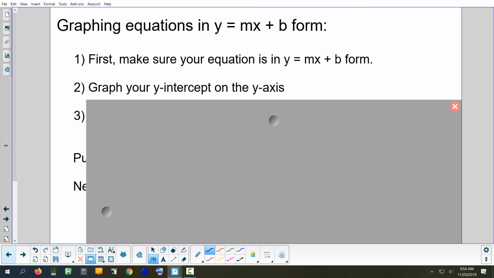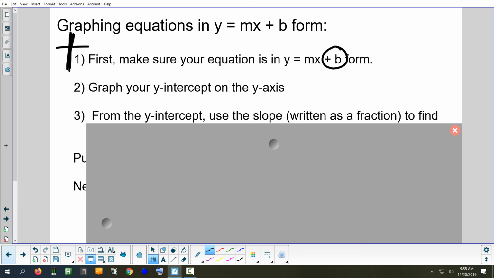Step 2. Once you get your equation in Y-intercept form, put a dot on the Y-intercept. How do you know what the Y-intercept is? It's that right there. So on the Y-axis, you're going to put a dot on B. If B is positive, which way would you go? Up. Remember, the Y-intercept is somewhere here. So if it's positive, you go up. If it's negative, you go down. Okay, that's the first thing. Put a dot on the Y-intercept.